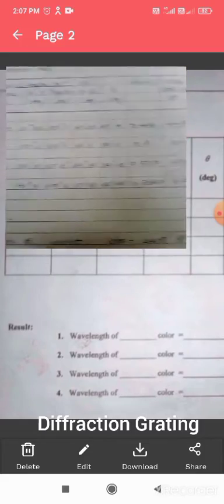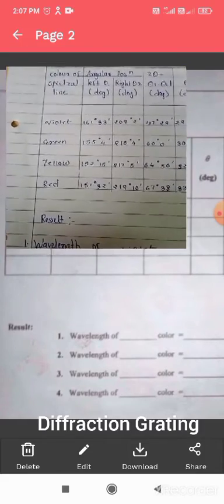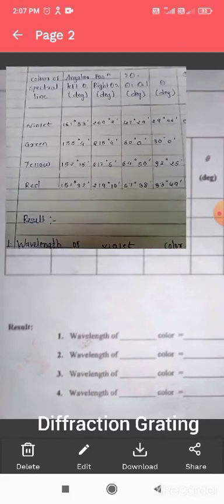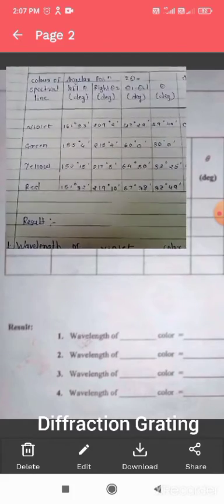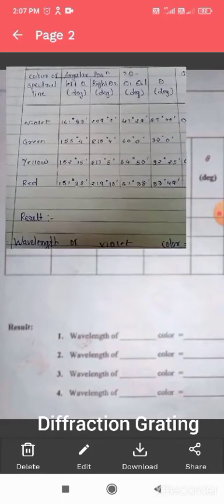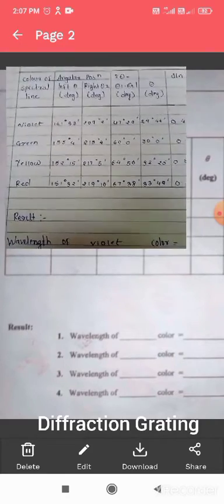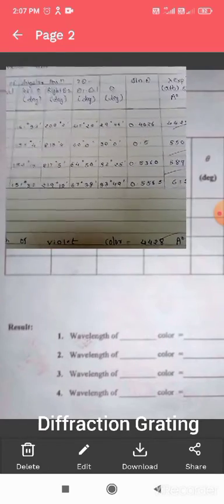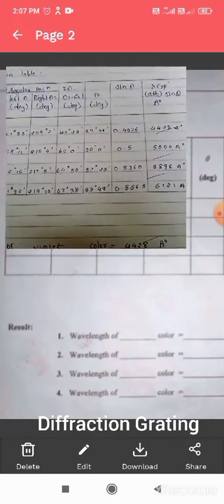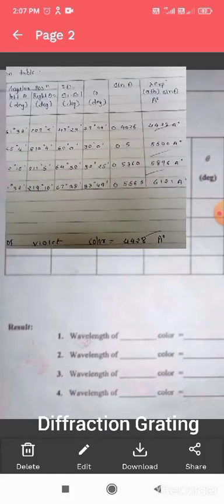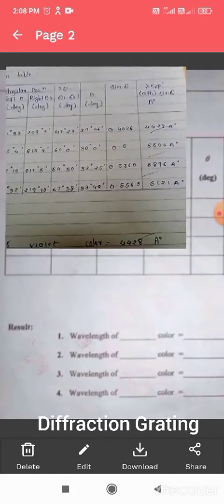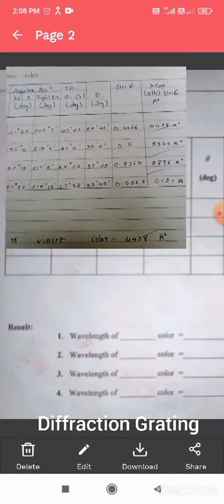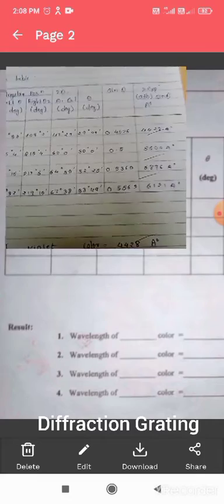Then coming to the red light, 151 degree 32 minutes is theta 1 and theta 2 is 219 degree 10 minutes. If you take the difference, it will be 67 degree 38 minutes, divided by 2, so you get 33 degree 49 minutes. So sine theta will be 0.5565. Then substitute in the formula lambda expected is equal to a plus b sine theta, and you will get 6121 Angstrom. It is a little bit lesser because the wavelength of red light is 6328 Angstrom. In this way we can calculate the wavelength of the given light source.